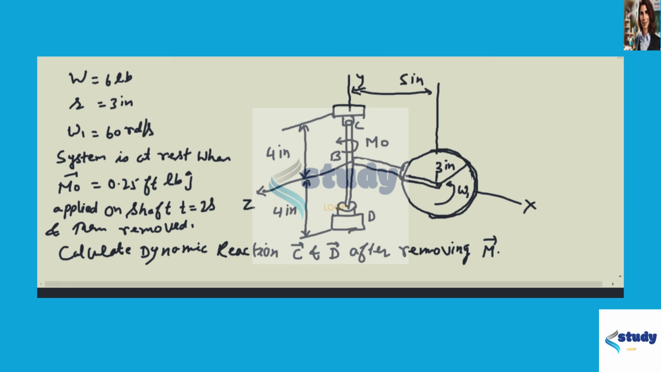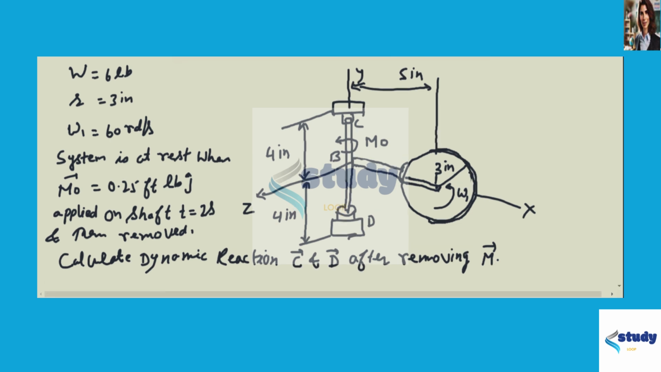Hello friend, as shown in the figure, there is a homogeneous disk of radius 3 inch and weight 6 pound, spinning at 60 radian per second. The disk is supported by the fork-ended rod AB, which is welded to the vertical shaft CD. The system is at rest when a couple of 0.25 foot-pound is applied to the shaft for 2 seconds. Then it is removed. You have to calculate the reactions at C and D after the couple has been removed. Let us see here.